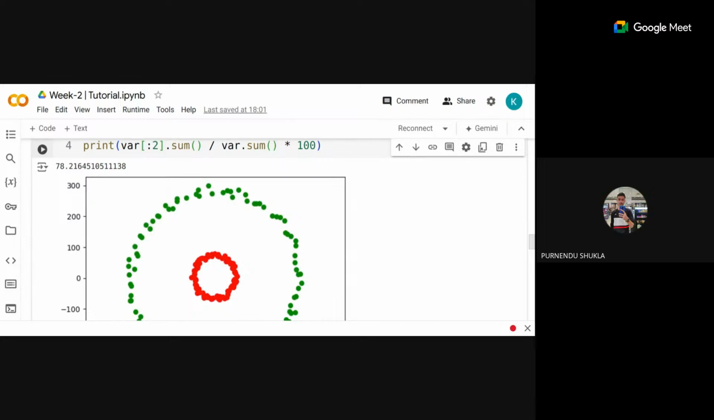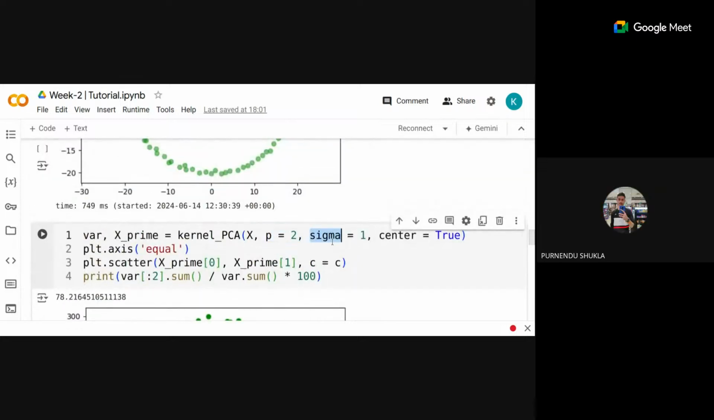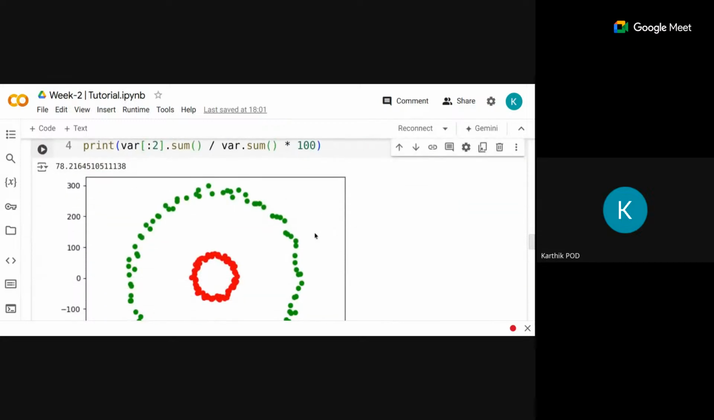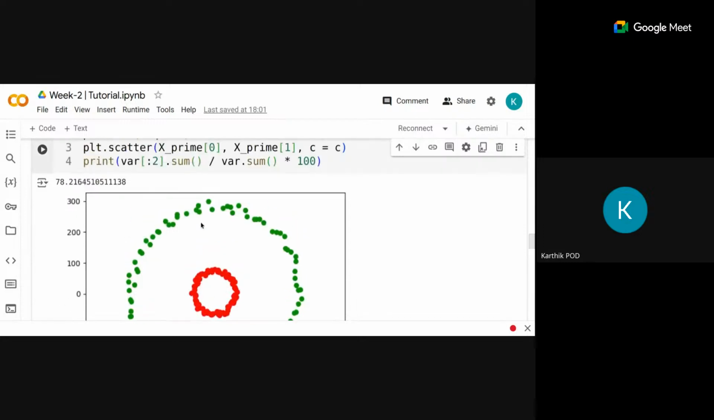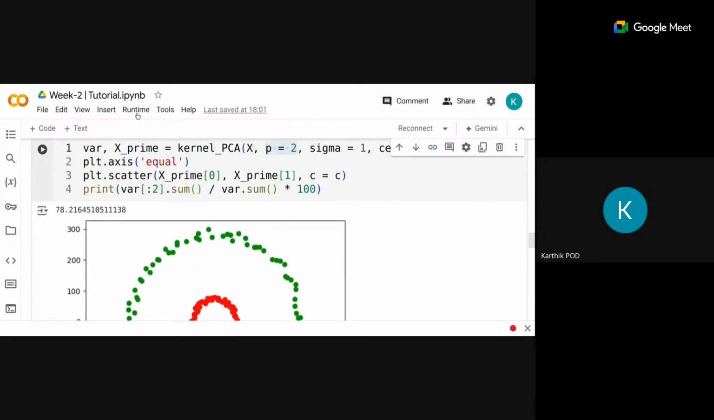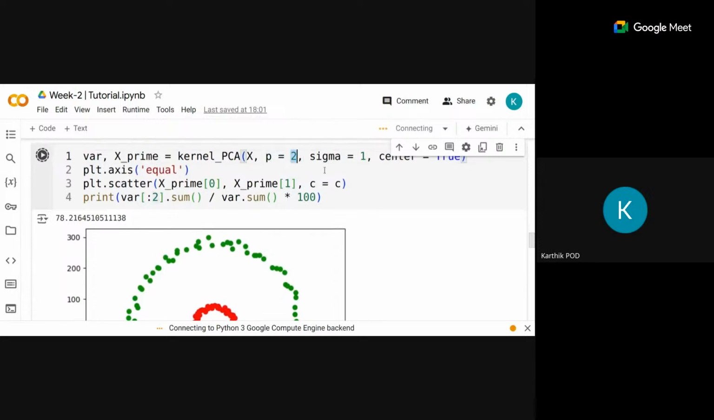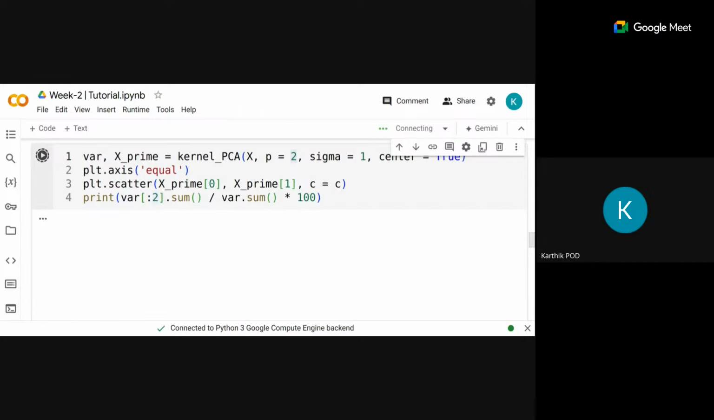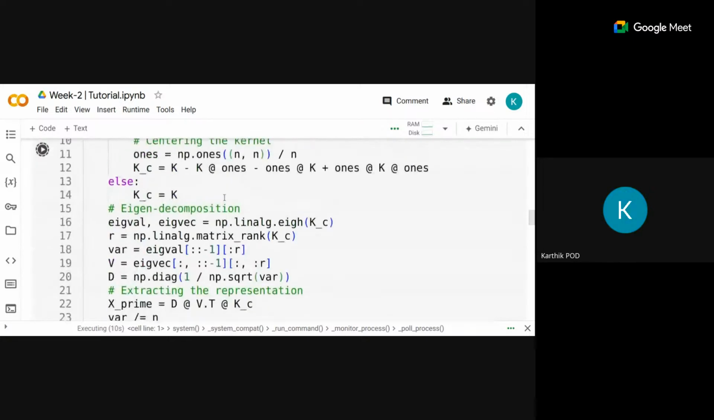Sir, what is sigma there? Sigma is for the Gaussian kernel, but for now, let's just look at the polynomial kernel. If you project it, you end up with something very similar, right? If you change P, I'll show you what happens. The kernel PCA function is defined by you or is a predefined program? No, I have defined it actually. I have written it down here. It's the same thing that we discussed now, right?